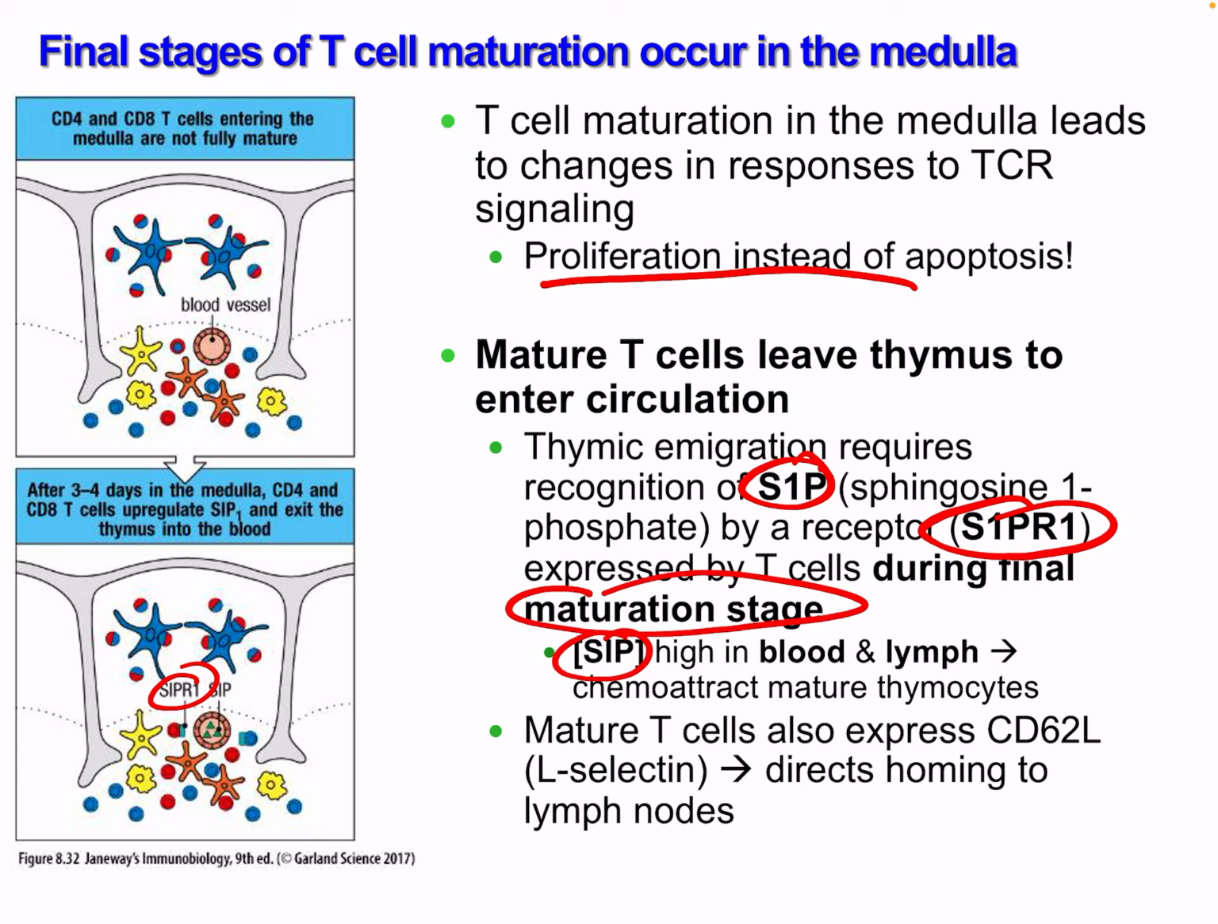So S1P, we can see here, is high in the blood and lymph, and it acts as a chemoattractant to mature lymphocytes. Then our mature T cells also express CD62L, which is an L-selectin, and this directs homing to lymph nodes, similar to what we've seen in neutrophil rolling.